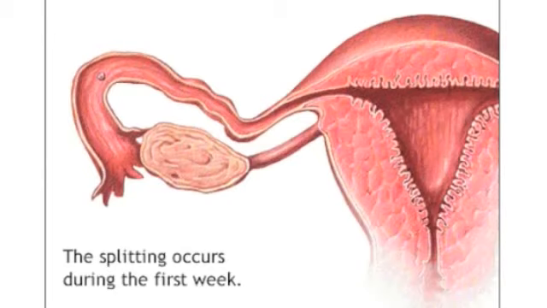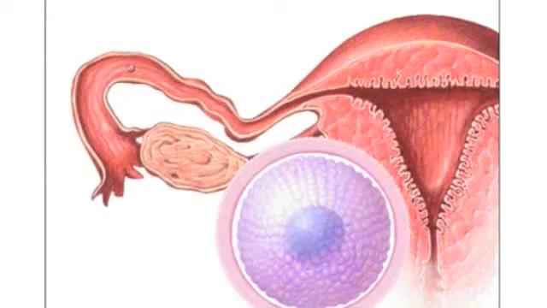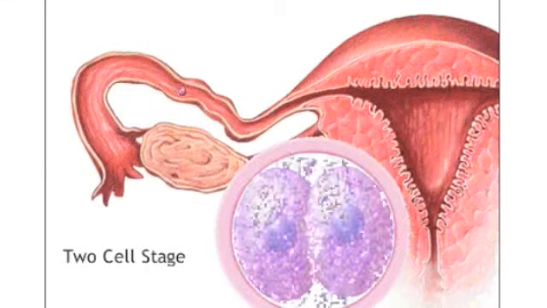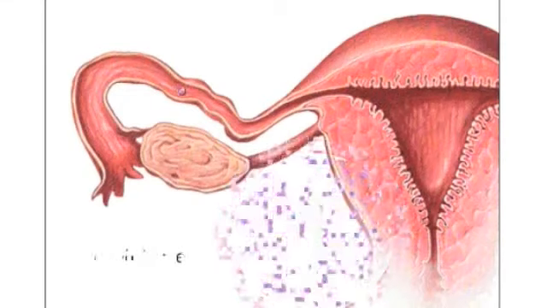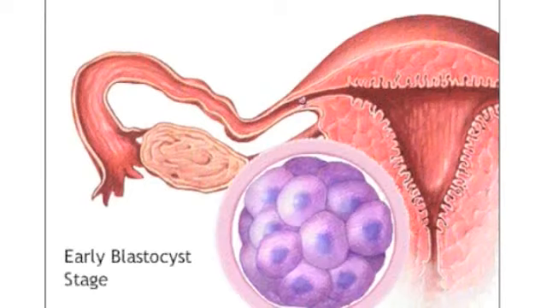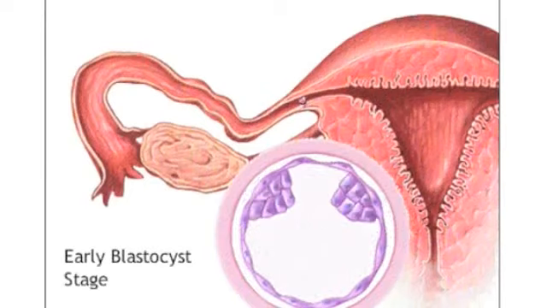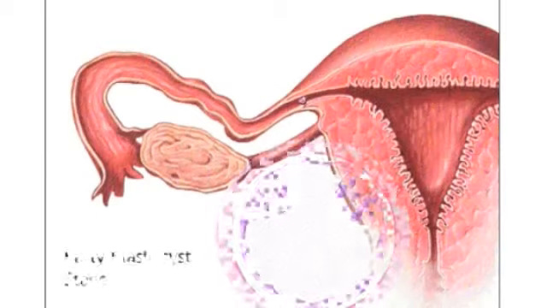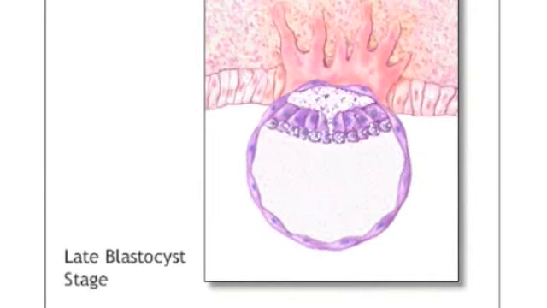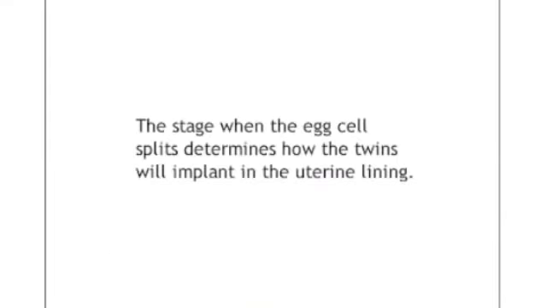This remarkable event takes place during the first week after fertilization and can happen at several different times. At the 2-cell stage on day 2, at the early blastocyst stage on day 4, or in the late blastocyst stage on day 6. The stage at which the egg cell splits determines how the twins will implant in the uterine lining and whether or not they share an amnion, chorion, and placenta.